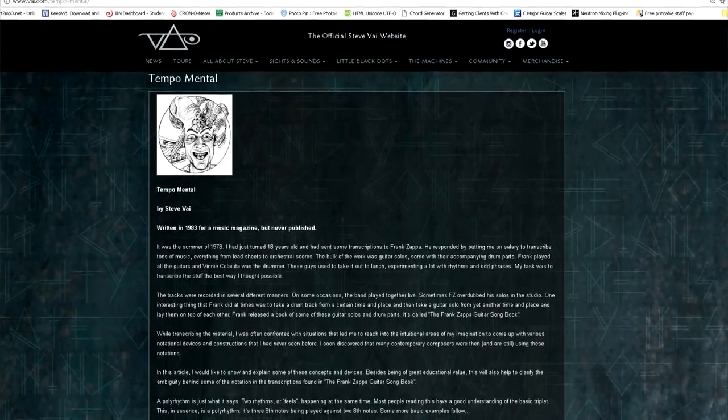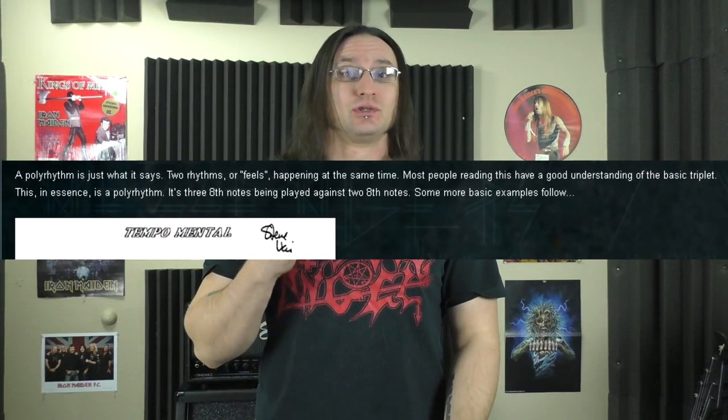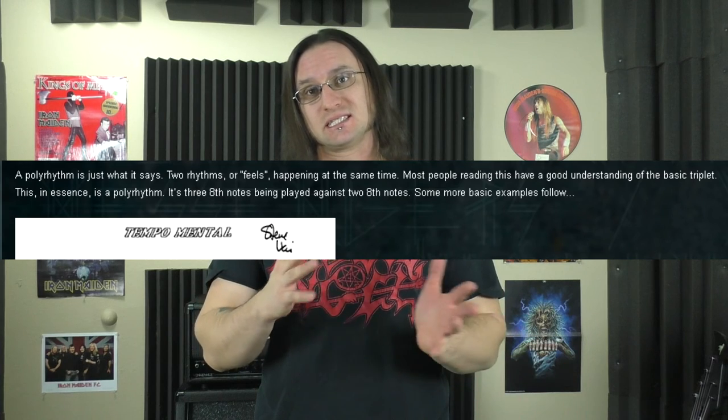Steve Vai, in his paper called Tempo Mental, says a polyrhythm is just what it says. Two rhythms or feels happening at the same time. However, it is a bit more complicated than that. Why? Because if it were simply the case of having different rhythms being played at once, I would argue that most music is using polyrhythms. The drums, guitars, vocals, etc. are not all playing the exact same rhythm pattern all the time. However, this does not make a polyrhythm.